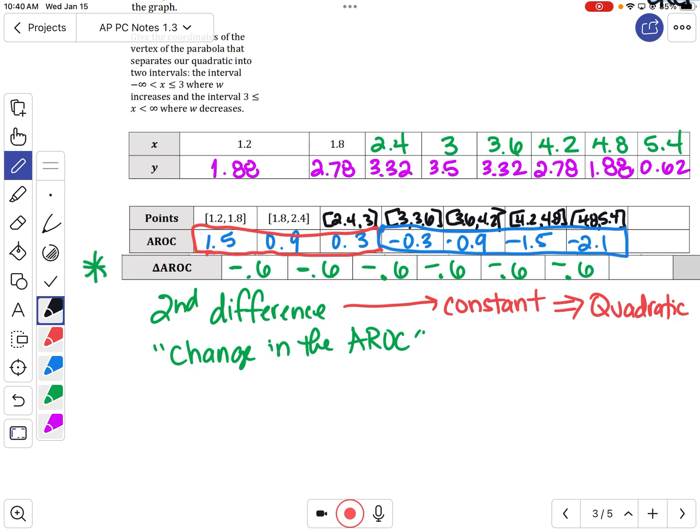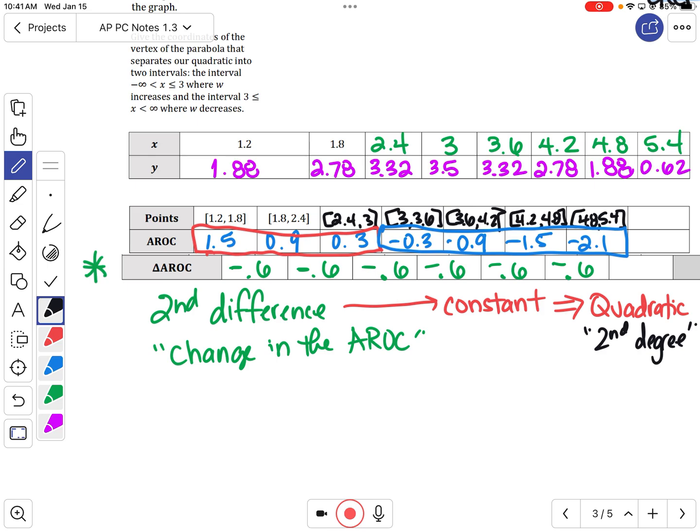What makes something quadratic? If we think about the equation itself, what makes an equation quadratic? X is to a power of 2. So when it is a second difference, it is a second degree equation. When we have a second difference that's constant, it is a second degree equation. It's just a really cool thing.